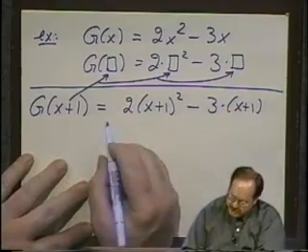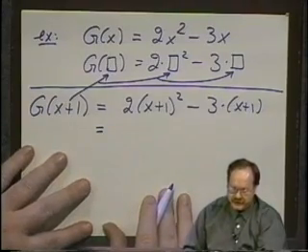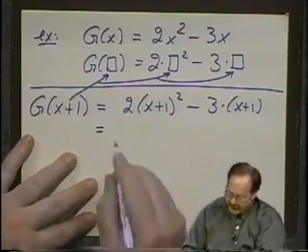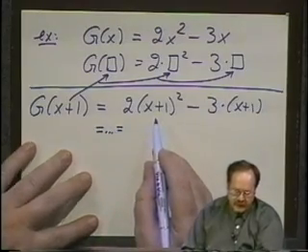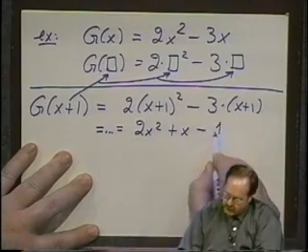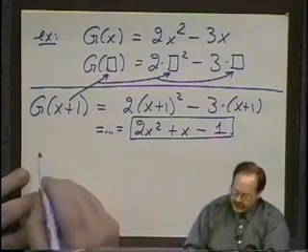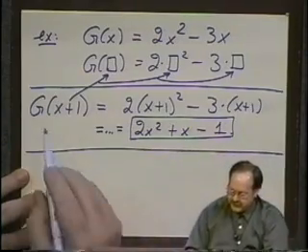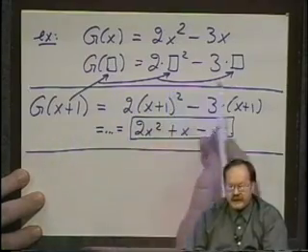And then, just because I want to compare this to something I'm about to do, I'm going to multiply this out. And I'm going to leave out a step. So I'll put dot, dot, dot here. If you multiply this out, and I know you can do that, you will end up with 2x squared plus x minus 1. Okay, I'll box that in so you can see it. Now, let me do something else. This was G of the quantity x plus 1. X plus 1 went in each box.